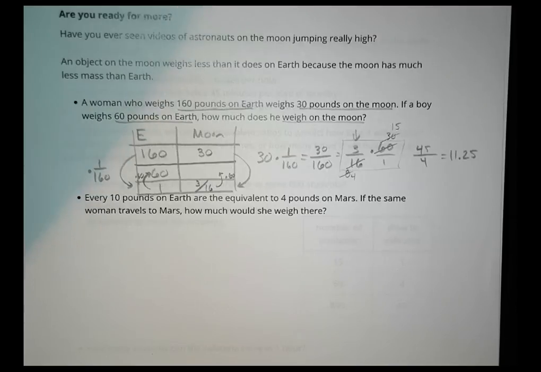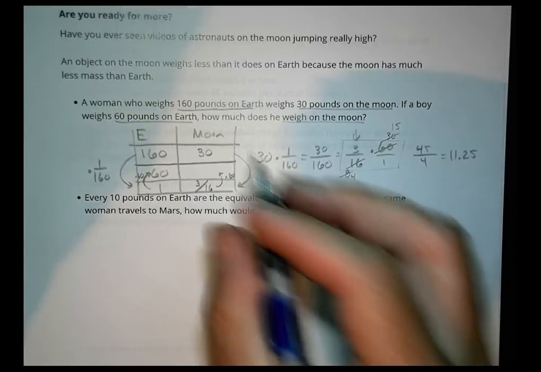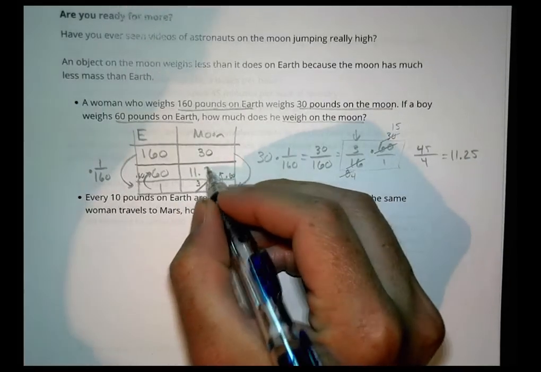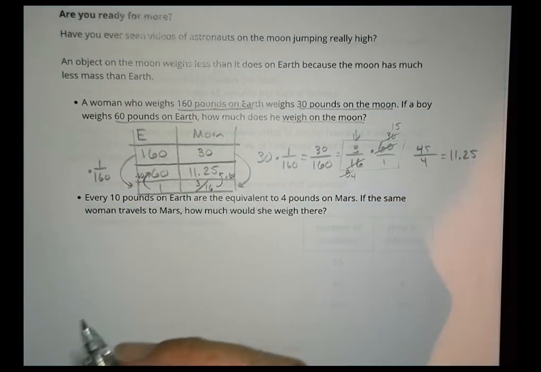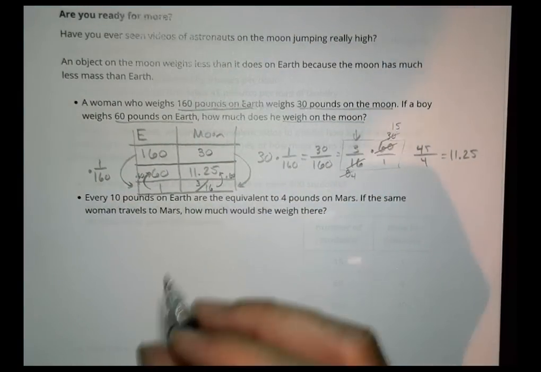We have that, and yep, that's what we got. So 11.25 is how much the boy would weigh on the moon. Perfect. Okay, so we're in good shape. And then let's see the next one.